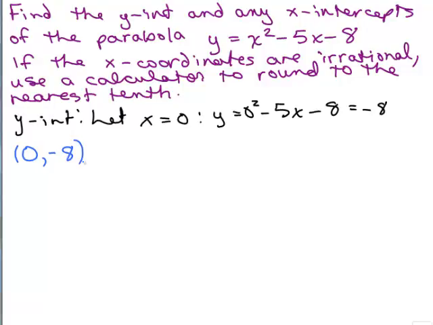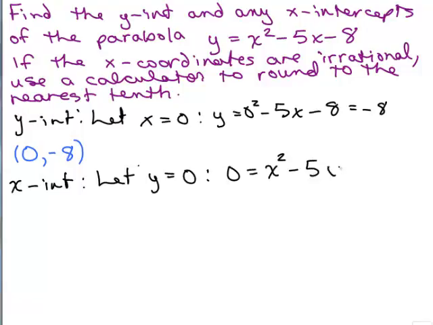Now we need to find the x-intercepts, if there are any. There could be none, there could be one, or there might be two. To find the x-intercept, we always let y equal 0, because every ordered pair on the x-axis has a y-coordinate of 0. So we go up to our equation, y equals x squared minus 5x minus 8, and put in 0 for y. We get 0 equals x squared minus 5x minus 8.